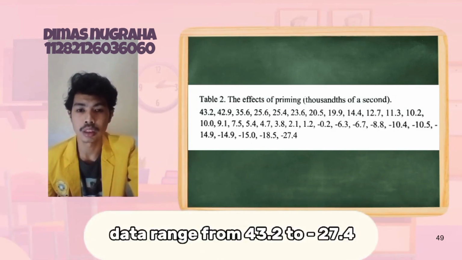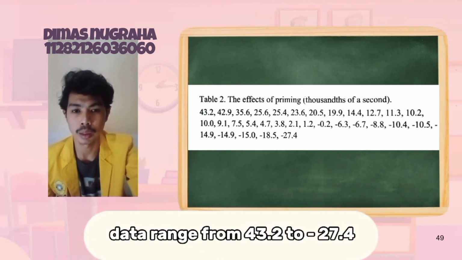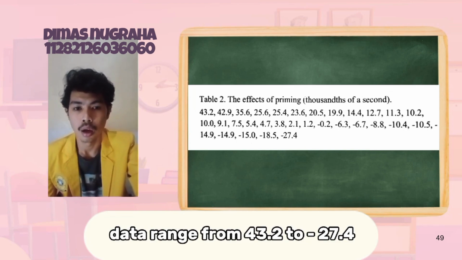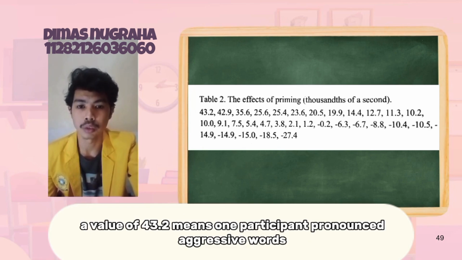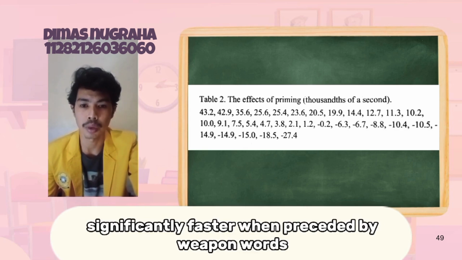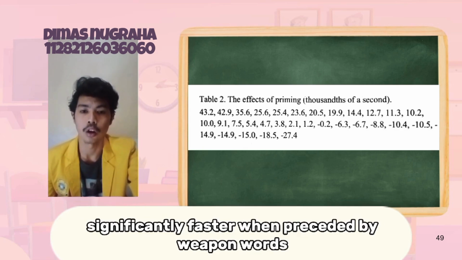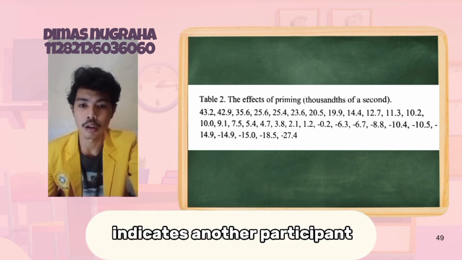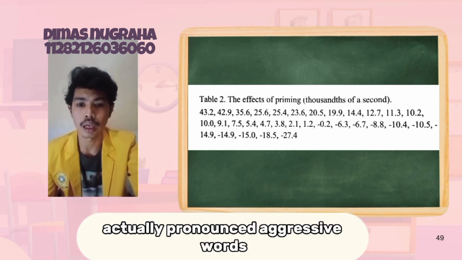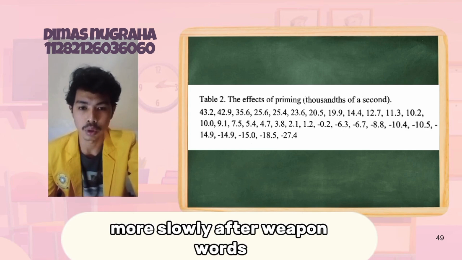Data range from 43.2 to minus 27.4. A value of 43.2 means one participant pronounced aggressive words significantly faster when preceded by weapon words. Conversely, minus 27.4 indicates another participant actually pronounced aggressive words more slowly after weapon words.